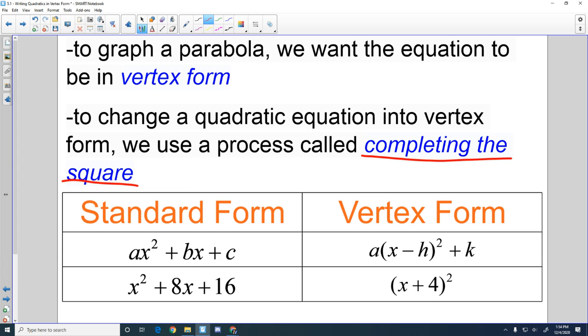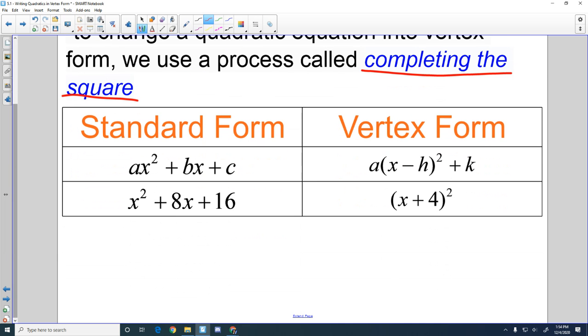Standard form of a quadratic equation is probably what you saw back in Algebra 1. This right here, ax squared plus bx plus c. So far today, we talked about the quadratic formula a little bit, and the three variables in the quadratic formula are a, b, and c. They come from the standard form. So if you're using the quadratic formula, you want it in standard form. But if we're graphing it, we're probably going to want it in vertex form over here.